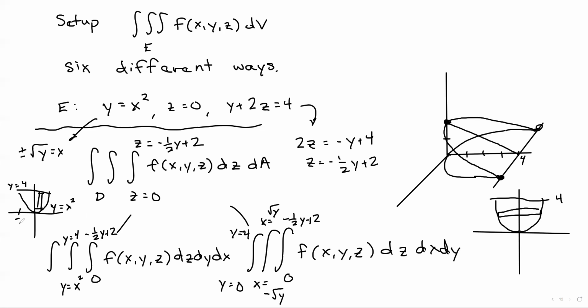The x bounds are going to be here and here. To figure those out, you can set, this is where y equals 4 and y equals x squared intersect, you could set those equal. You'll get x squared equals 4. So you're going to get x equals -2 to x equals +2. All right, so that's 2 orders of integration. 2 out of 6 done.